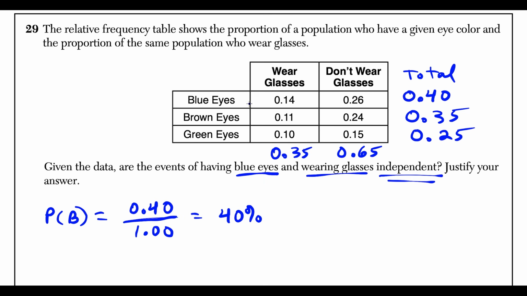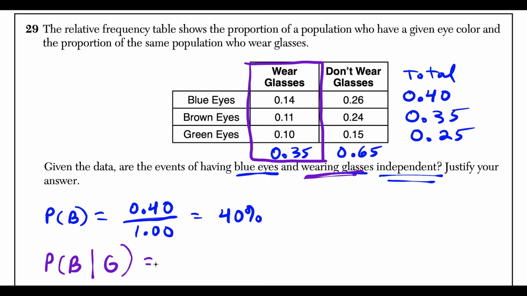But now what we should calculate next is the probability of someone wearing glasses and having blue eyes in this section here. So what we're going to do is limit ourselves to the people that wear glasses. So we're going to limit ourselves here to this column. So what is the probability of having blue eyes given that you wear glasses? And if we look in this section here, what we have is 0.14. That's the probability of wearing glasses among the blue eye people out of the total 0.35.